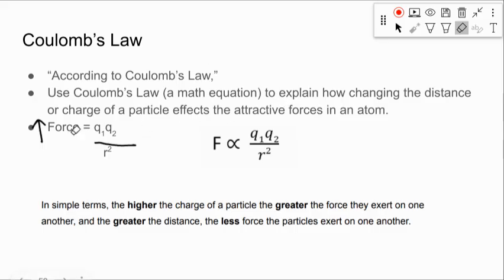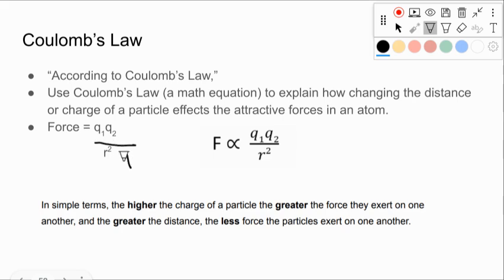If I decrease my charges, I decrease the force, because this value is a direct relationship to this. As I change these values, it is going to directly be proportionate to this, and it is inversely proportionate to my force because it is on the bottom of this equation.